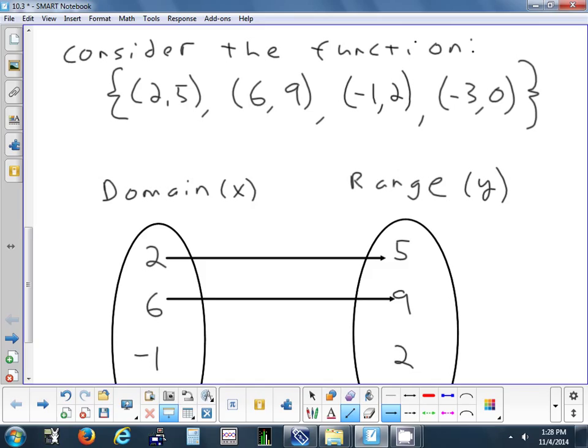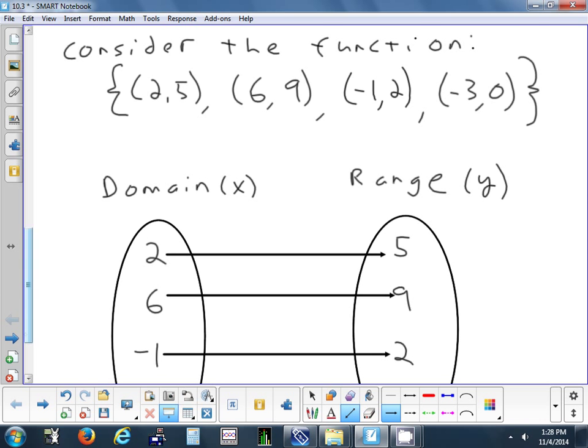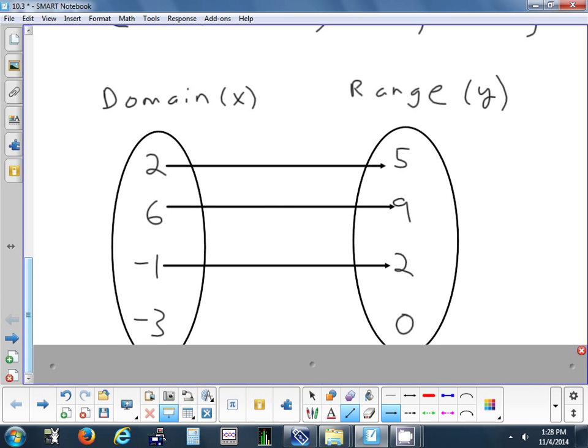What about -1? Somebody different, tell me where -1 is going to get matched up with? Guys, raise your hand if you know. Yeah, Isaiah? 2. And we've got one more, -3. Where does -3 get matched up? Yeah, 0. We don't have that. We don't have the four.